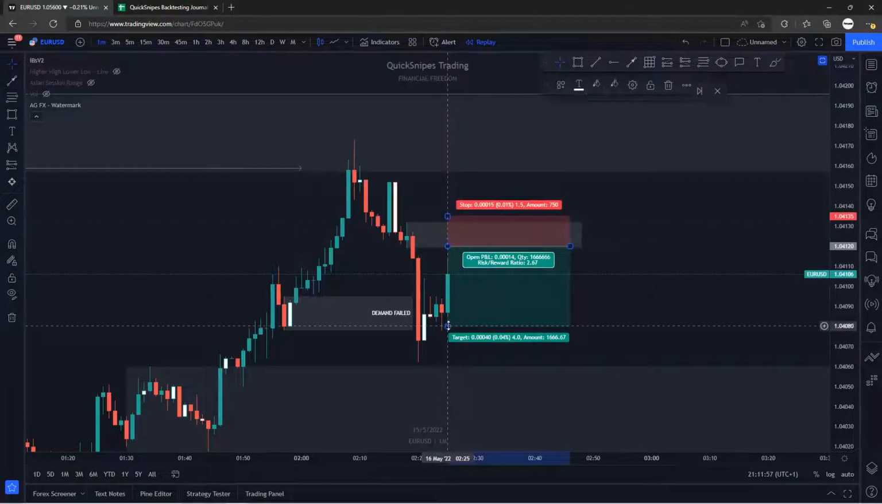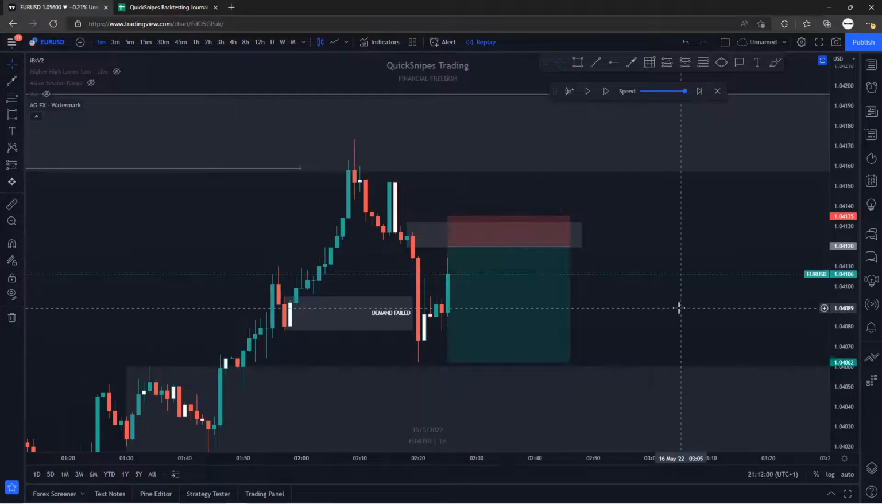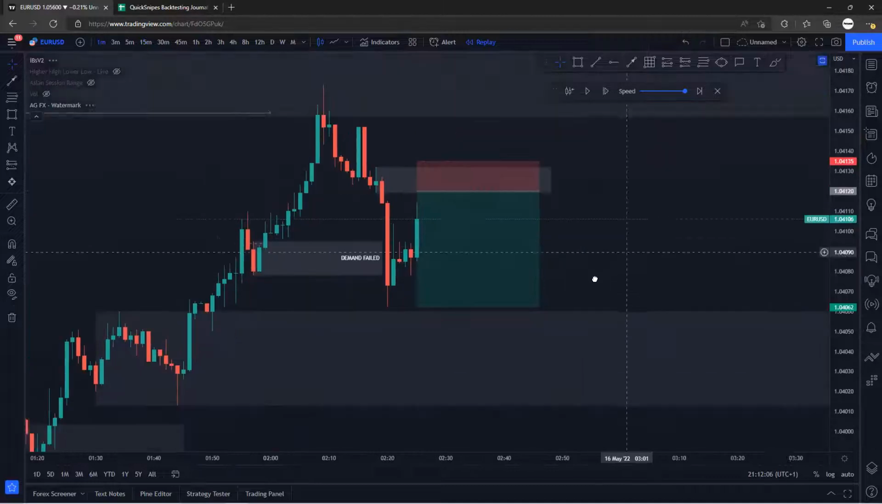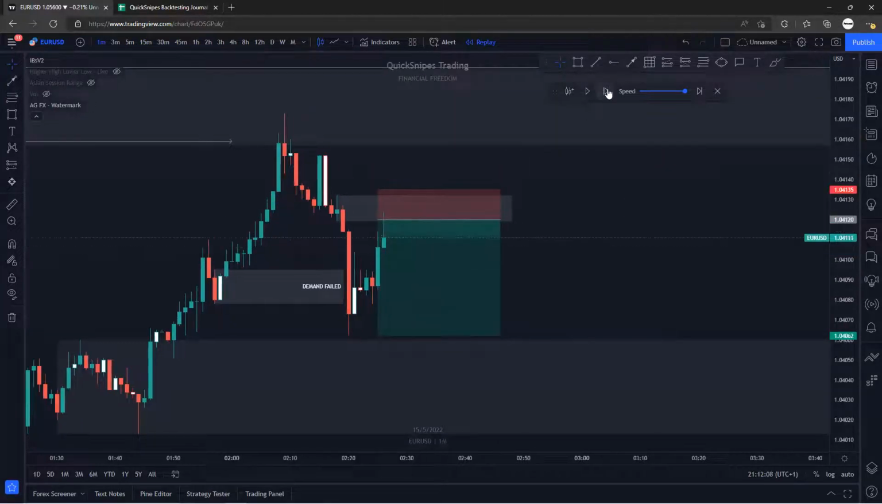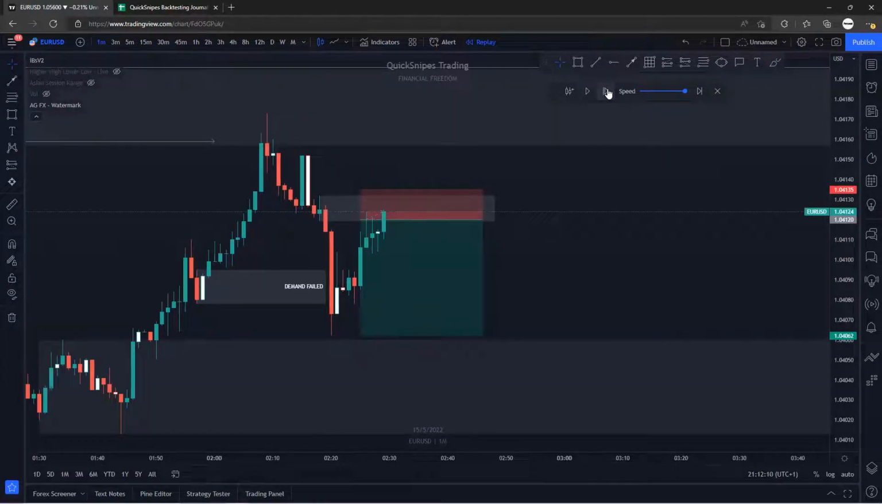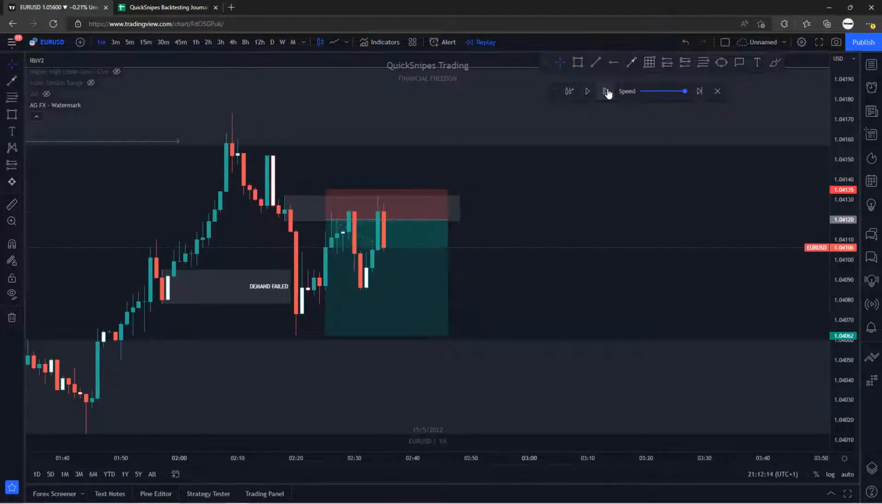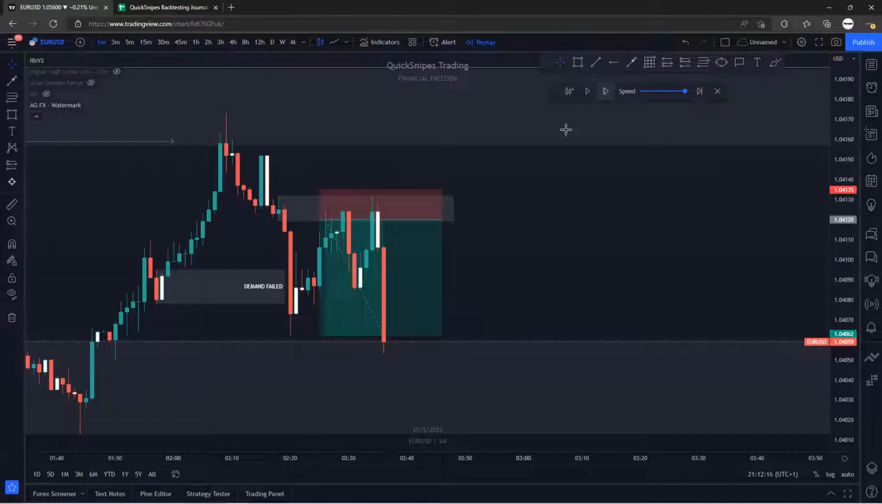Maybe stops at 1.5 pips, target at that low. However, I wouldn't personally enter this trade. Reason being that 15-minute demand is a lot stronger than this 1-minute supply. So yes, we would be in right now, but again, I'm not in this trade actually. I wouldn't have entered. It would have won, but again, not a valid entry for me.